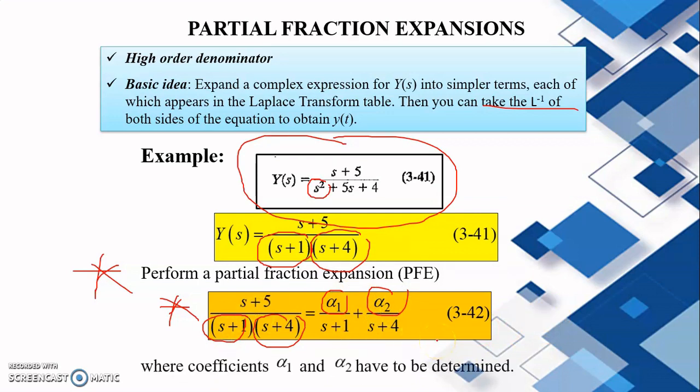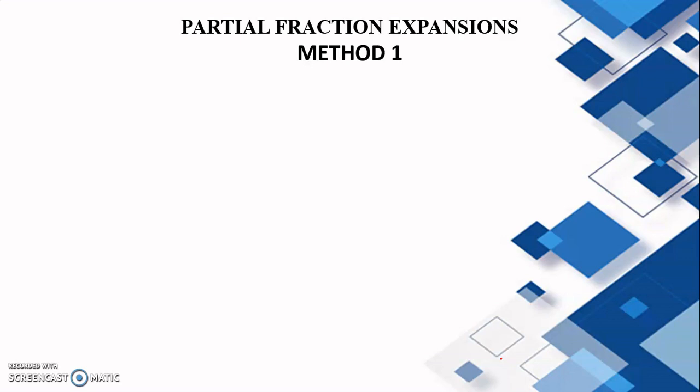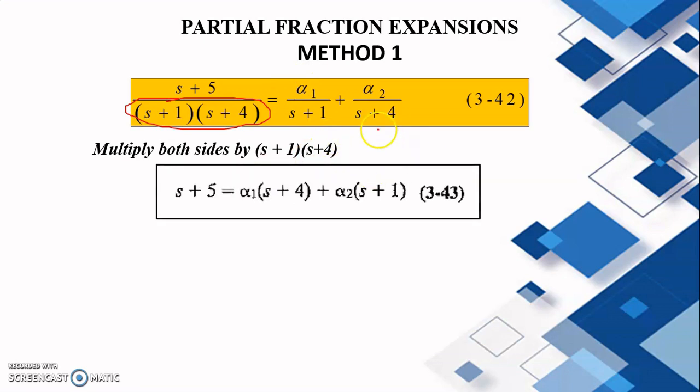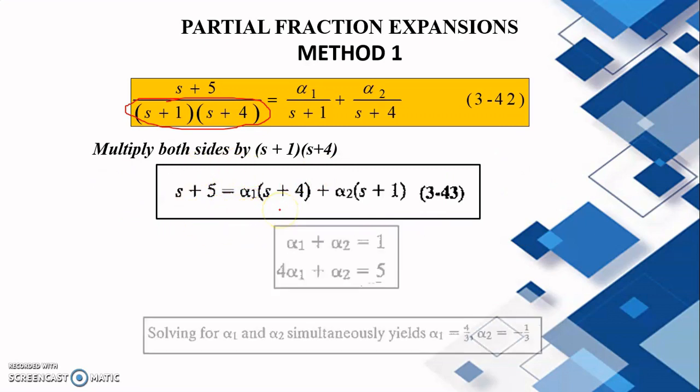And the next step, this coefficient alpha 1, alpha 2, we have to determine. So how do we determine alpha 1 and alpha 2? We have 3 methods. For the first method, we just multiply both sides by (s plus 1)(s plus 4), meaning you want to make sure that the denominator can be cancelled out. So if we multiply both sides with this expression, then you will get this equation.